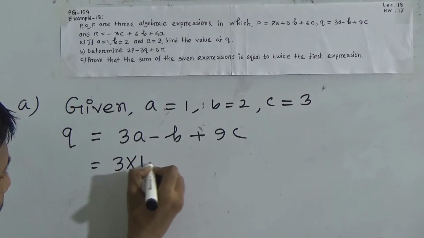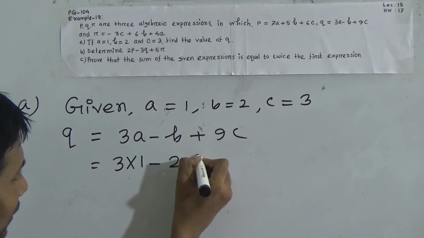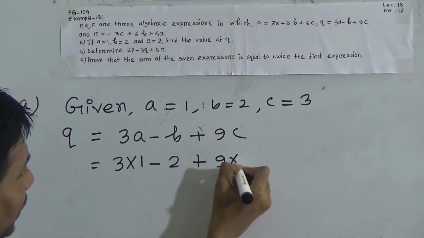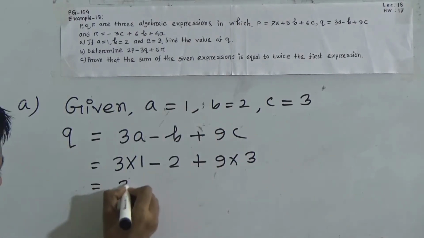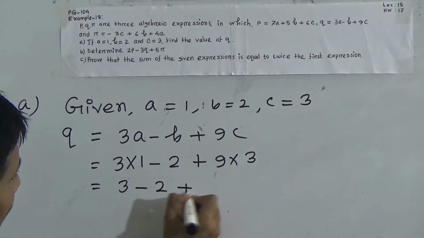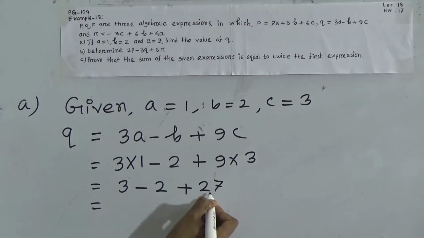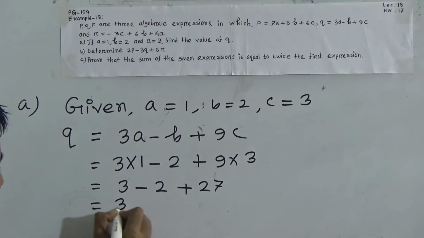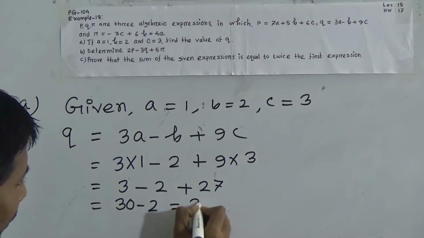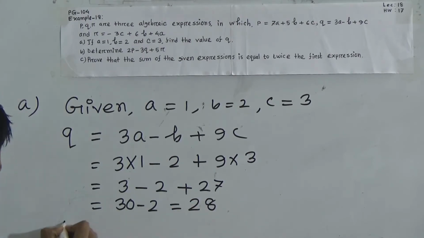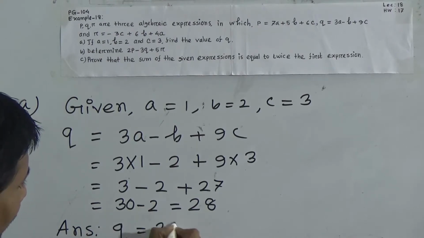3 times A equal to 1, minus B equal to 2, plus 9 times C equal to 3. Now write: 3 ones are 3, 2, 3 nines are 27. 27 plus 3, this is equal to 30. 30 minus 2, this is equal to what? 28. Now we write the answer. Answer: Q equal to 28.